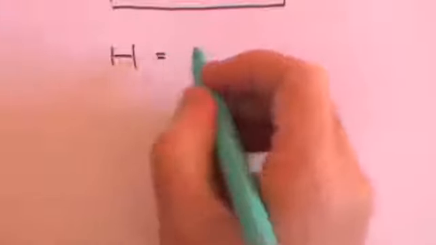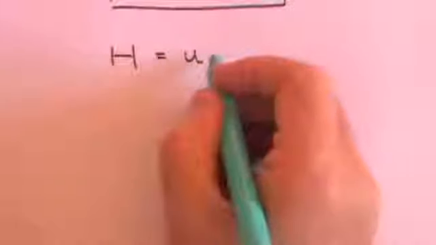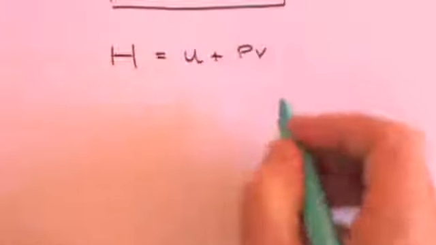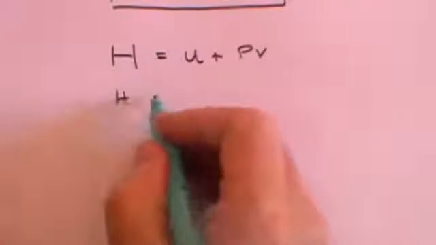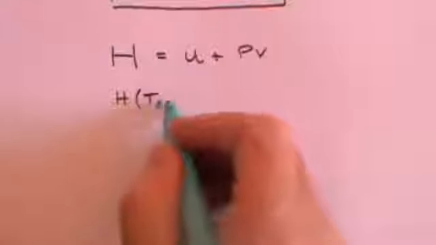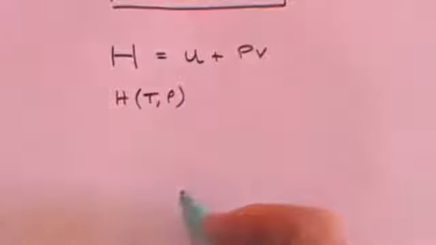Now I'm going to define a new term. It's called enthalpy. And enthalpy is simply defined, it uses the letter H for enthalpy, not entropy. Enthalpy is equal to the internal energy plus the pressure times the volume. And we say that H is a function of temperature and pressure.